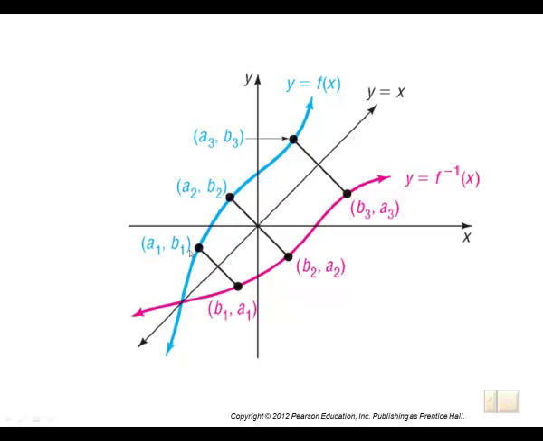So here we have a1, b1. For the inverse, you just switch the x and the y, and now you have b1, a1. a2, b2, switch that, and it's b2, a2, and so on. Now notice, wherever the function moves away from the axis of symmetry, the inverse will also move away. As the function gets closer to the axis of symmetry, the inverse also gets closer. So here this moves away, this moves away. It gets closer, the inverse gets closer.